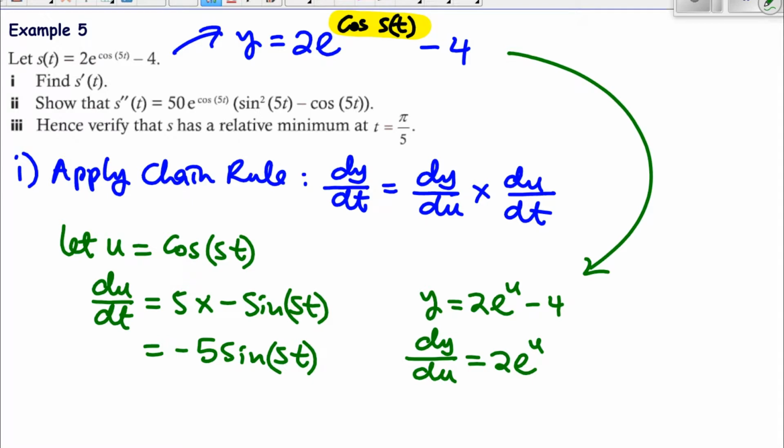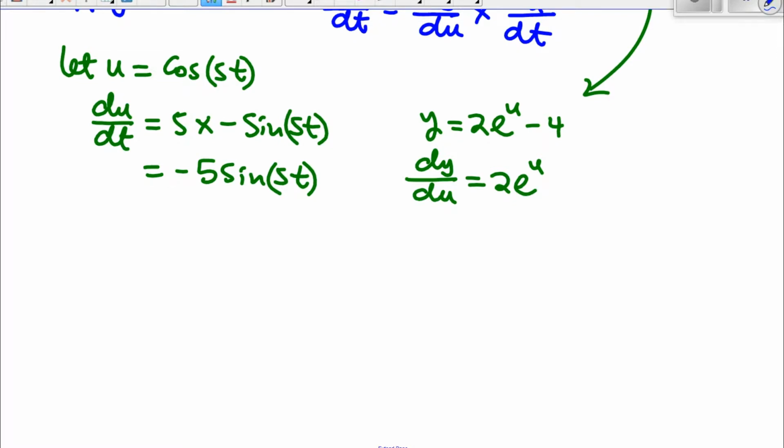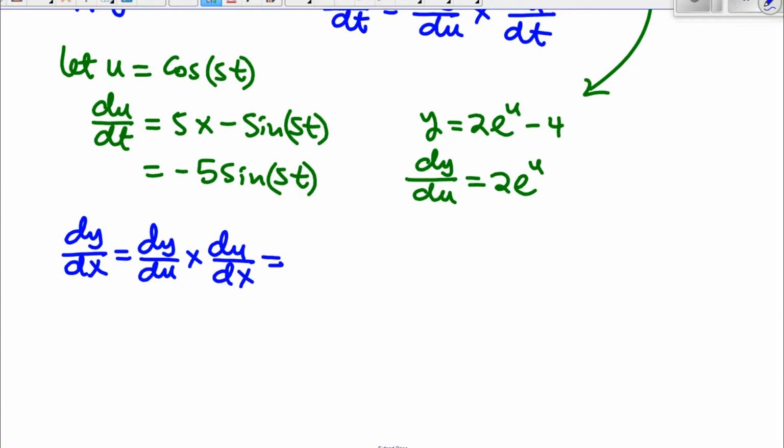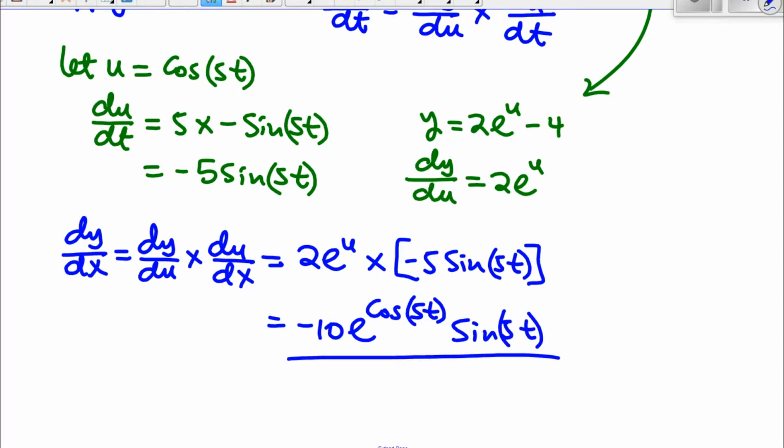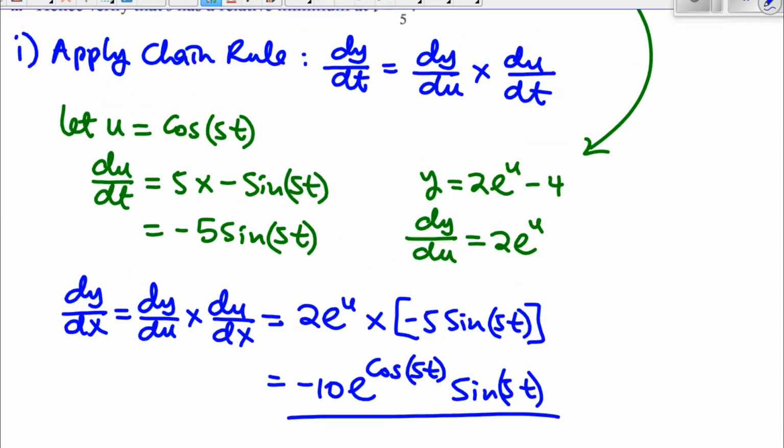Okay. Now we need to put these results together. So we know that dy over dx is equal to dy over du multiplied by du over dx, which means that we shall end up with 2e to power u multiplied by negative 5 sine 5t, which will be equal to negative 10 e to power cos 5t sine 5t. Okay, so this is our first derivative.